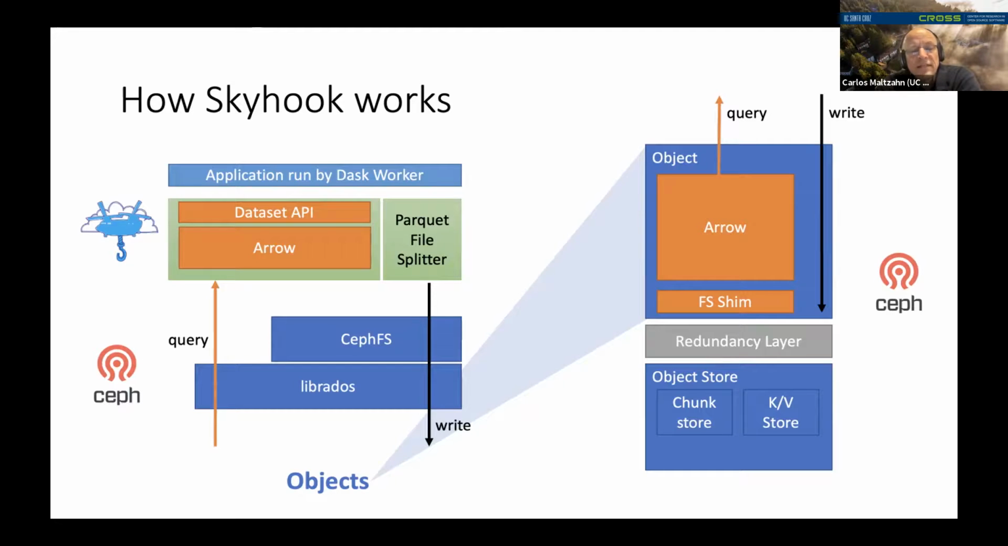We have a splitter that splits the Parquet file into these objects, which are basically just files that get stored on CephFS. We know that each of those files maps exactly to one object. And then for Skyhook, when we actually query, we bypass the Ceph file system and query those objects directly.